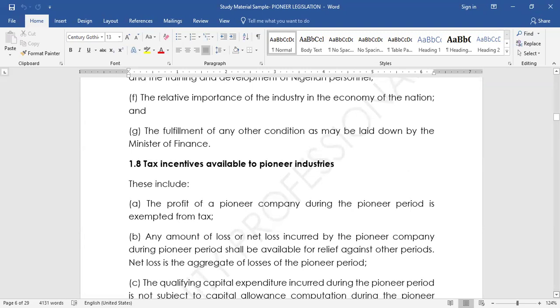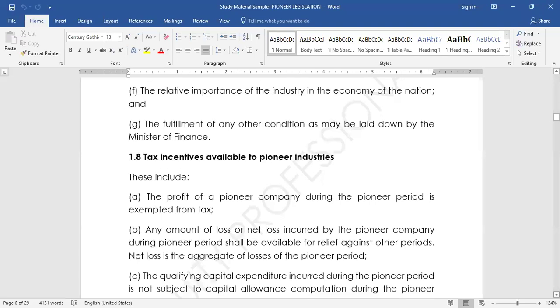What are those tax incentives available to a pioneer company? You may be asked to explain the tax incentives available to pioneer companies. The first tax incentive is that the profit of a pioneer company during the pioneer period is exempted from tax. What type of tax? Company income tax and education tax.